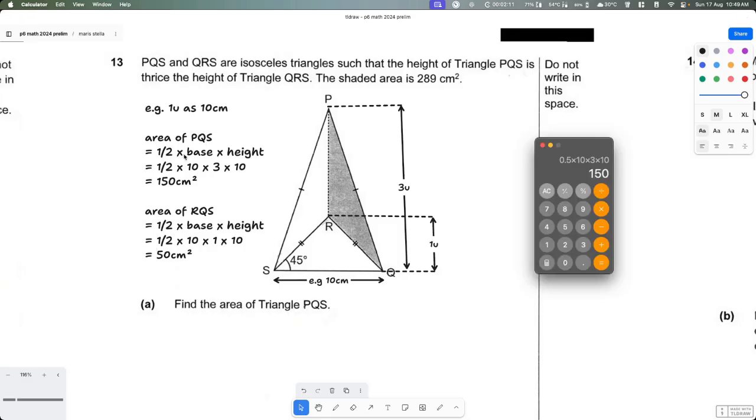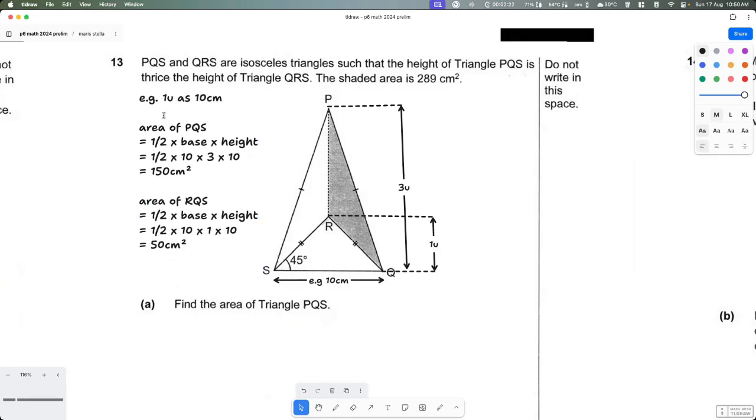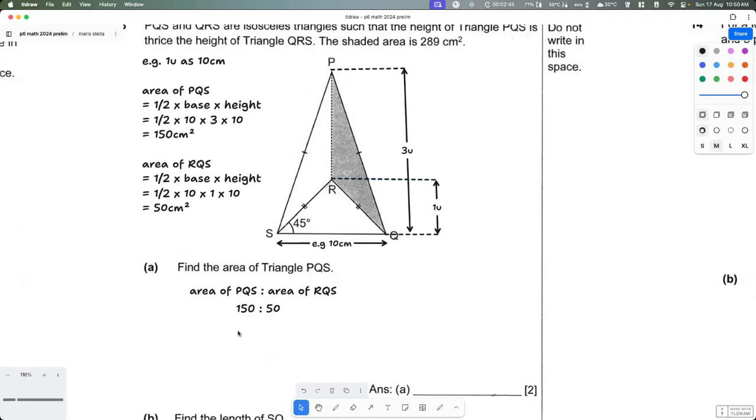If I were to use the calculator again, 0.5 times 10 times 1 times 10, it's equal to 50 centimeters square. Therefore, the area of PQS and the area of RQS, in this case over here, is equal to, what do you think it is? It is 150 is to 50. So if both have the same base, usually the height is the differentiator. It will then become 3 units is to 1 unit.